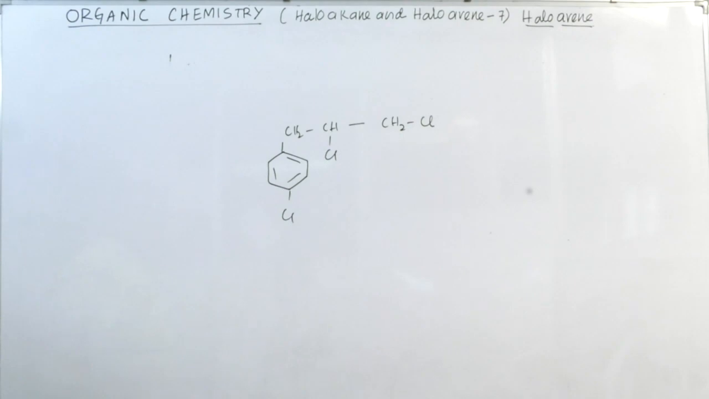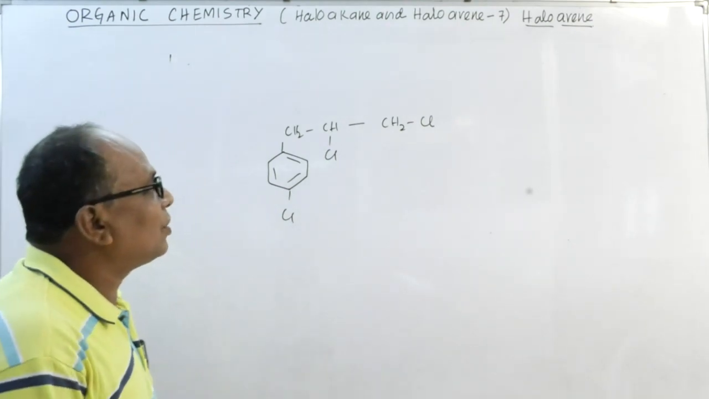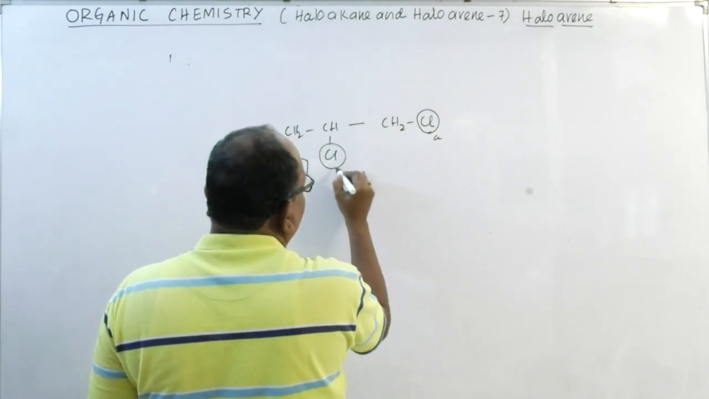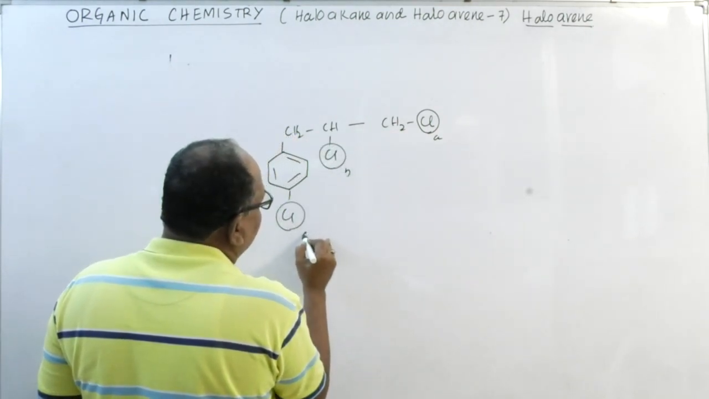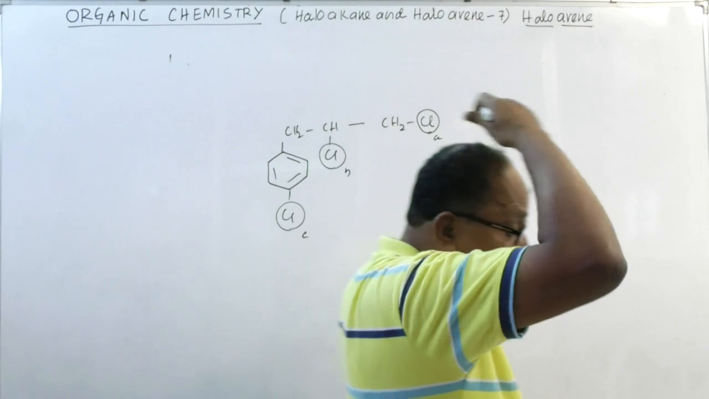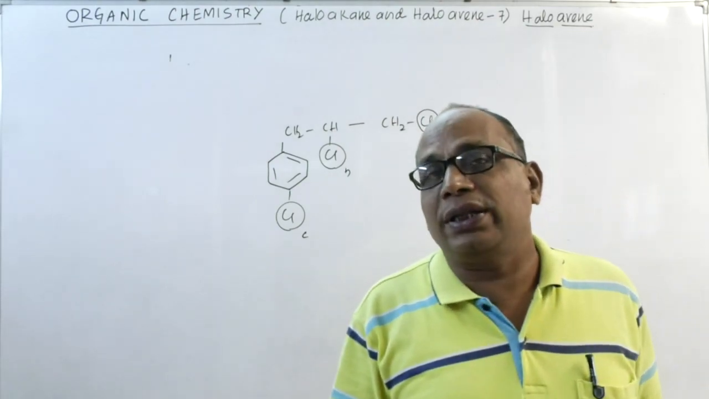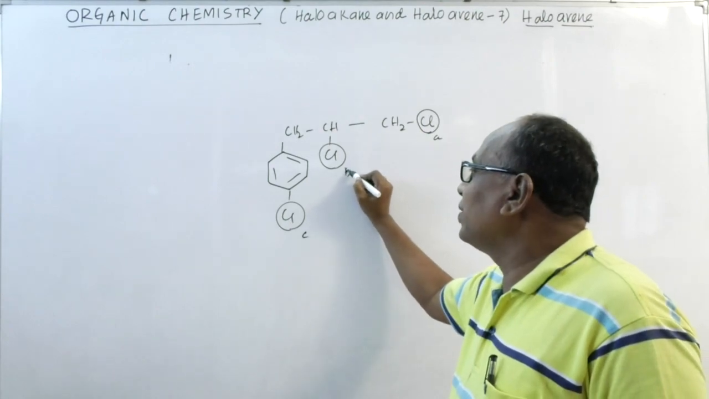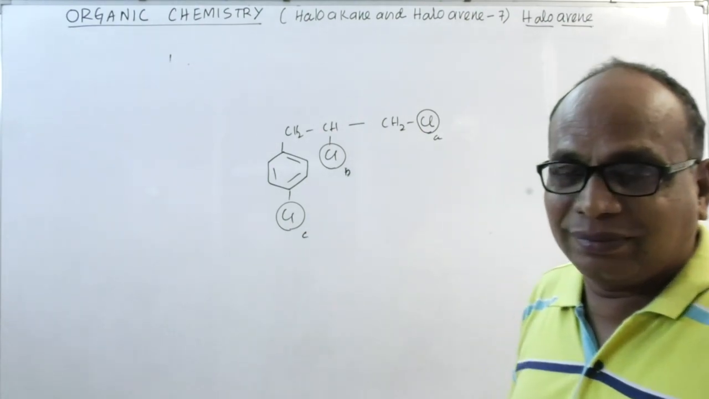How many halogen atoms are in this compound? There are 3 halogen atoms. Suppose this is your A, this is your B, this is your C. Out of the 3 chlorine atoms A, B, C, which is more reactive and why?